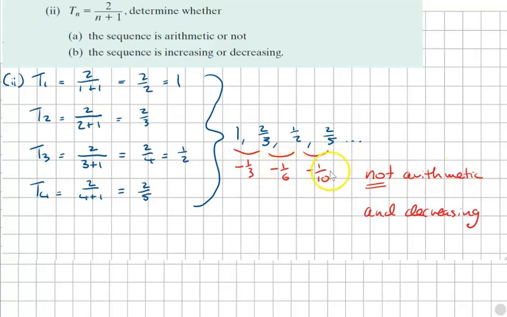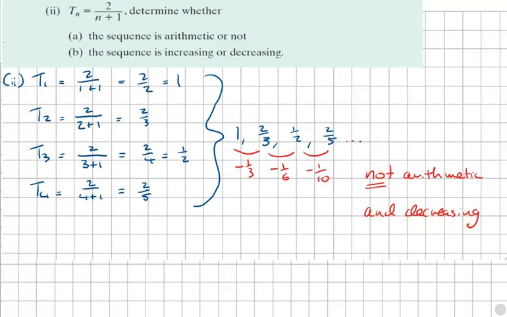And we can see that it's going down, so the sequence is decreasing. So minus a third, it's going down by another 1/6, it's going down by another 1/10. So it's decreasing. And also we can just see from the numbers in blue, the actual sequence itself. It was at 1, it went down to 2/3, it went down to a half. So it's getting smaller each time.